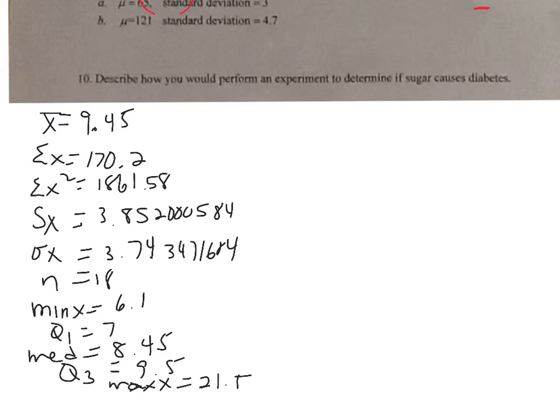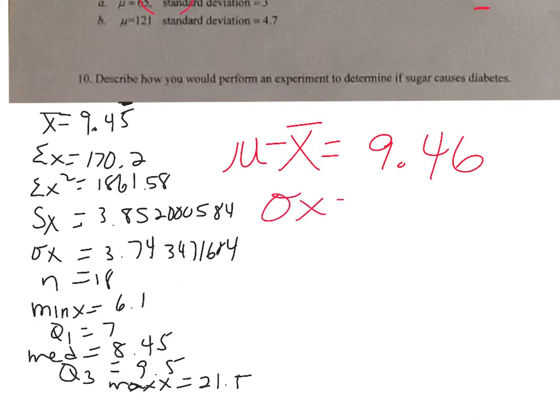All right, so we want the mean. Oh, and this also had a bar over it. So we want the mean, X bar, which is your mu, is equal to 9.45. That's to the nearest hundredth. And your population standard deviation, which is your sigma x, is 3.74. All right, next, number 9.